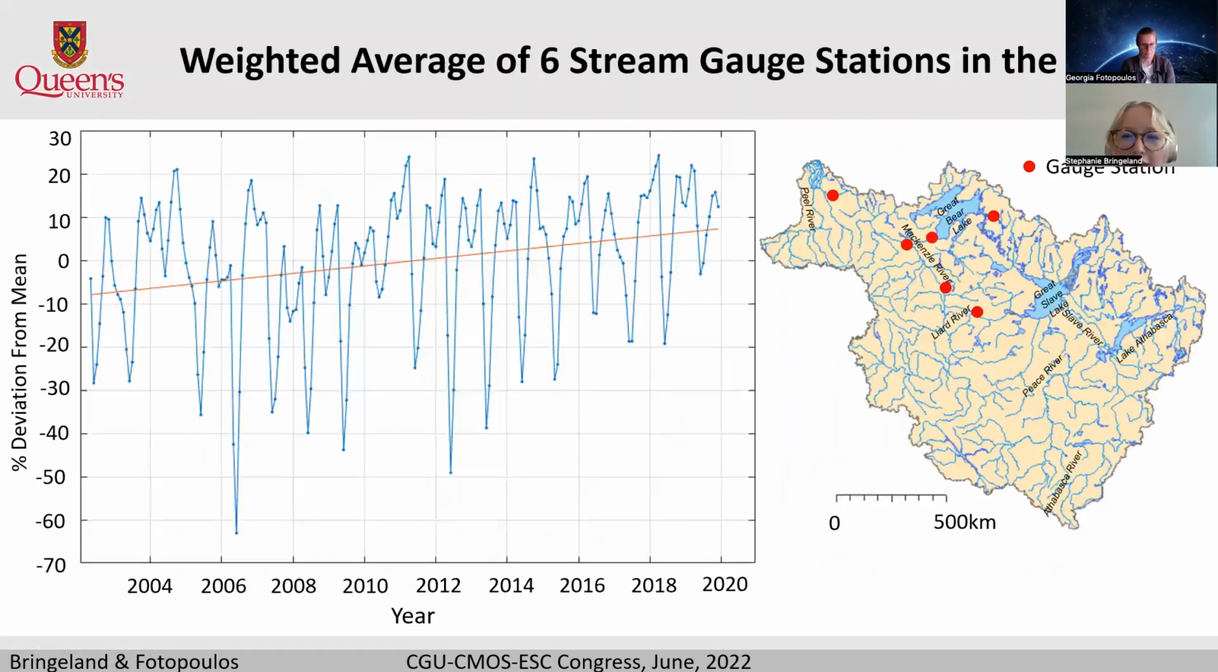Looking then to the stream gauge station data, you can see on the map here which gauge stations I used for this analysis. And we actually see a significant increasing trend, which is quite different in comparison with the last data sets. It goes from about -7 to +8% of a deviation from the mean. Again, that's quite interesting when comparing it to the trends looked at previously.